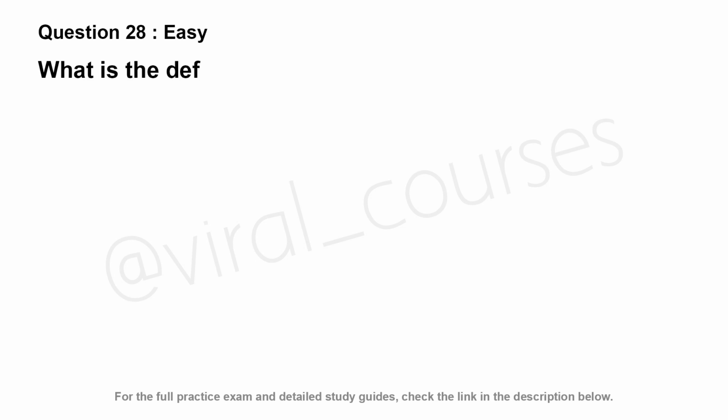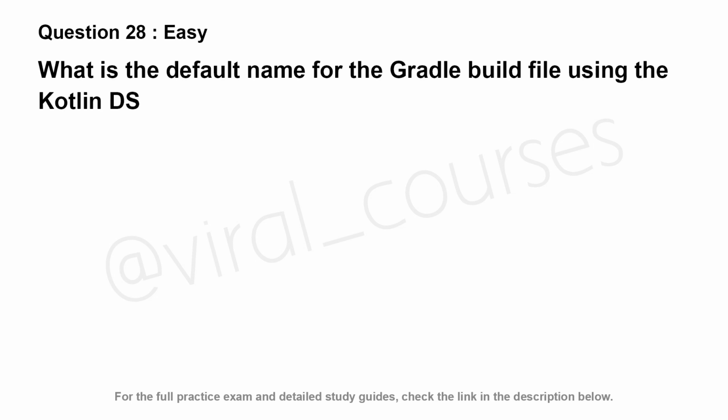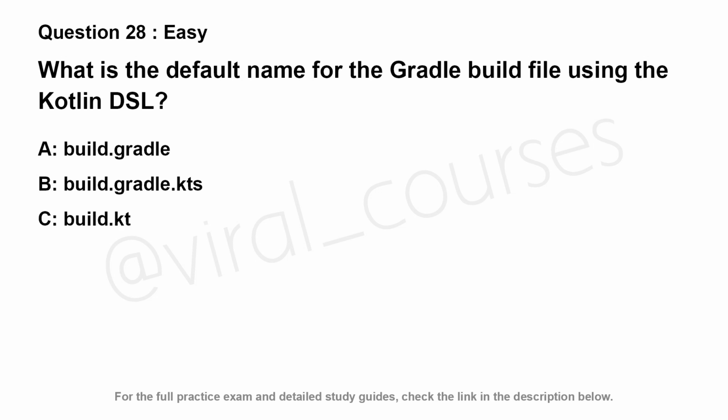What is the default name for the Gradle build file using the Kotlin DSL? Option A, build.gradle. Option B, build.gradle.kts. Option C, build.kt. Option D, gradle.build.kts.